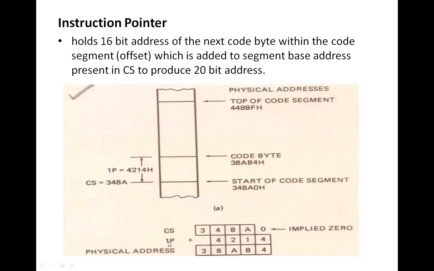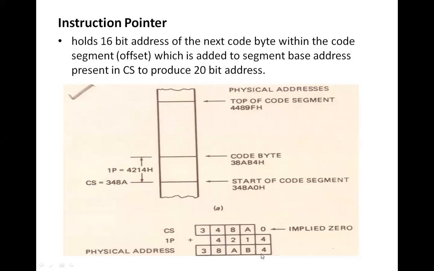And then if I see that the instruction pointer is 4214, then we add these two addresses to get the 20-bit address. This address is called the base address. This address is called the effective address or the offset address, and this address is called the physical address. So every time a memory location has to be accessed, either for reading or for writing, it is required to generate the 20-bit address.